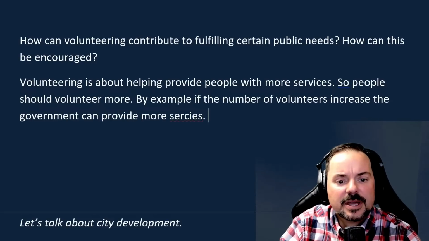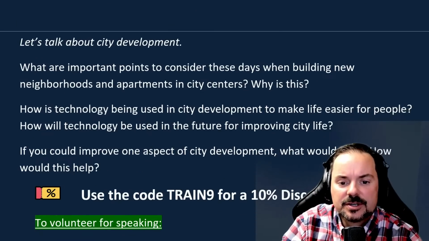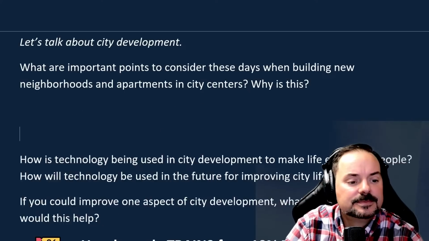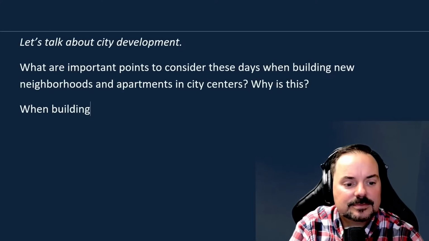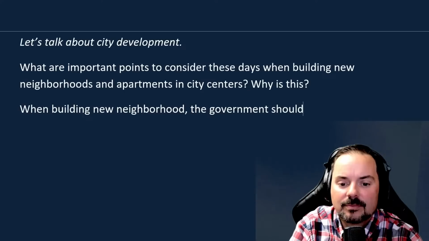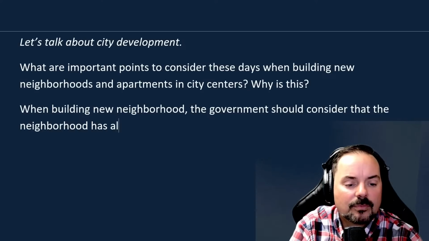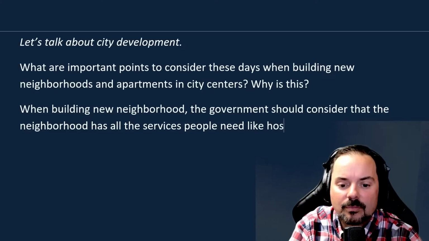Let's talk a little bit about city development. What are important points to consider these days when building new neighborhoods and apartments in city centers? When building a new neighborhood, the government should always consider that this neighborhood should have all the needs that people need to live, such as having hospitals and schools nearby, and making everything accessible in a short time.